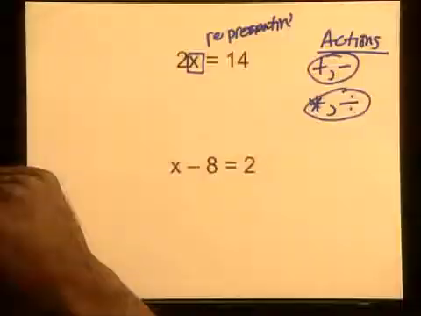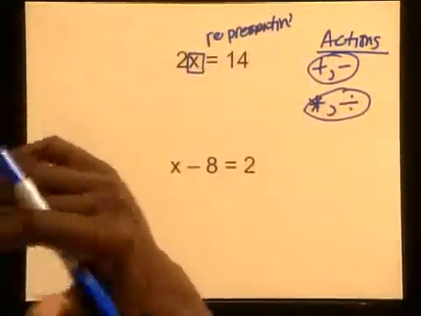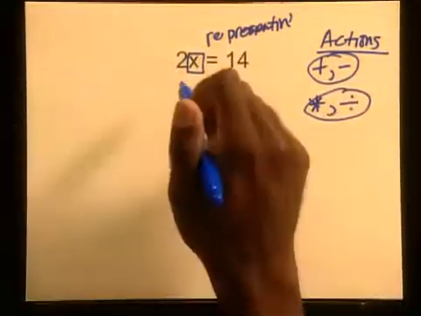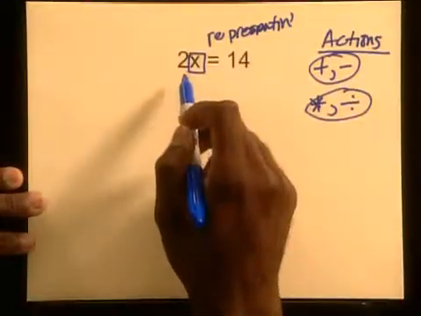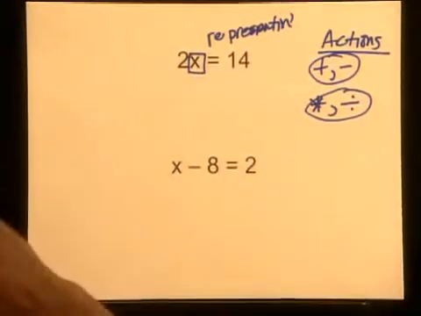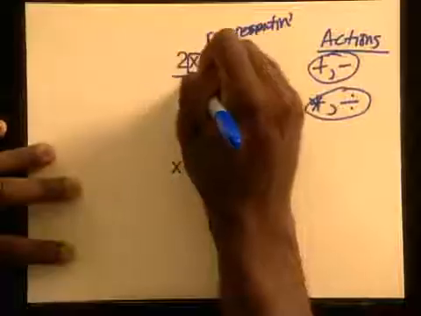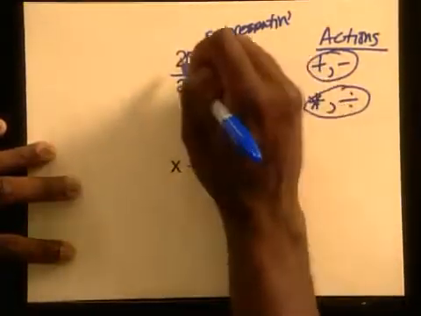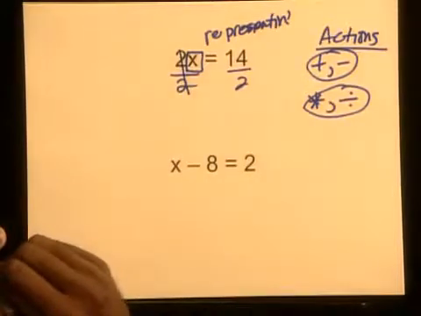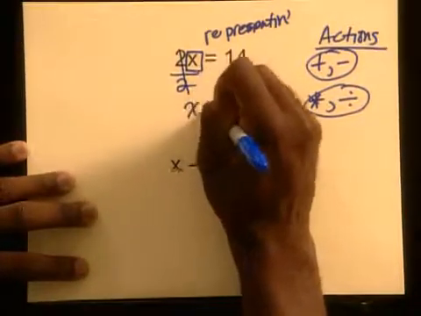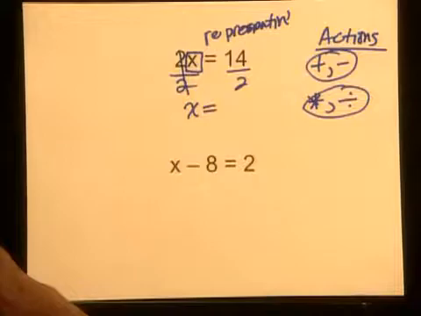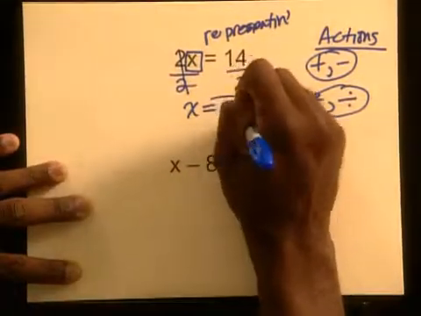2x equals 14. We want to find x and figure out what it's representing. But first we have to figure out what action is being done to x. So here we're multiplying x by 2. What's the opposite of multiplying? Dividing. So we'll divide both sides by 2. Bam. The x's are gone. We'll bring the x down by dropping it like it's hot. And what's 14 divided by 2? 7.